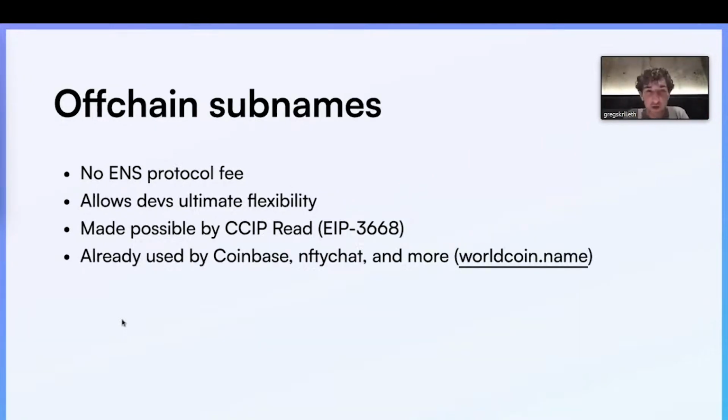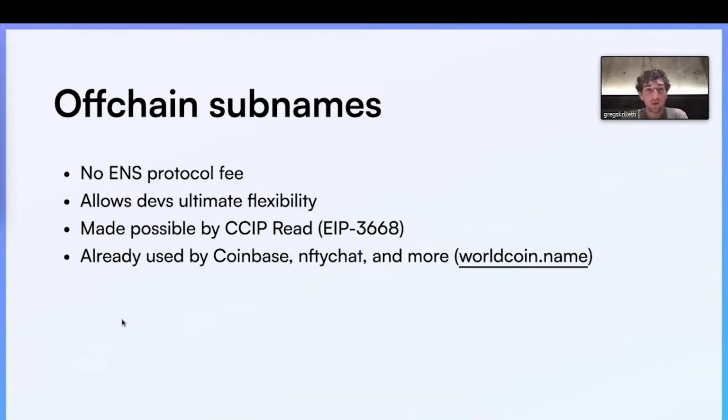Next would be off-chain subnames. Oftentimes, this is used in parallel or connected to DNS names, but it doesn't have to be. And similarly here, there is no ENS protocol fee. It allows devs ultimate flexibility because, again, the names are off-chain. Off-chain really more accurately means off mainnet Ethereum. And so taking a step back, ENS by default, everything is on mainnet Ethereum, right? All the different contracts, your records are stored and everything.